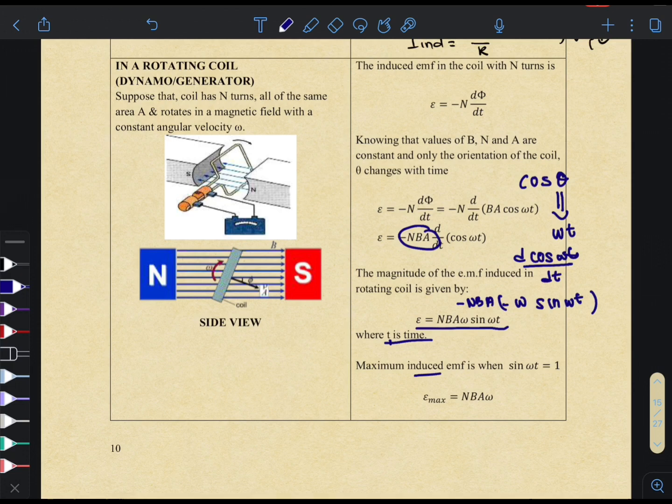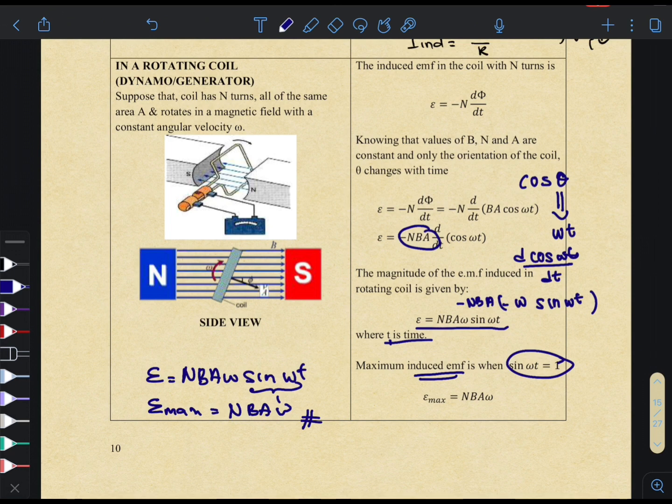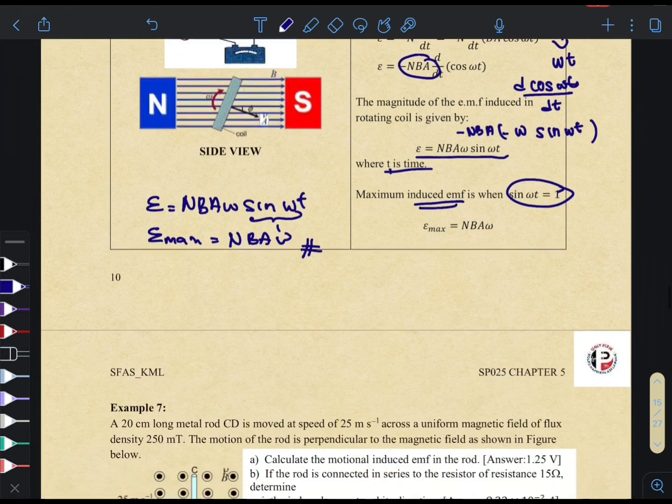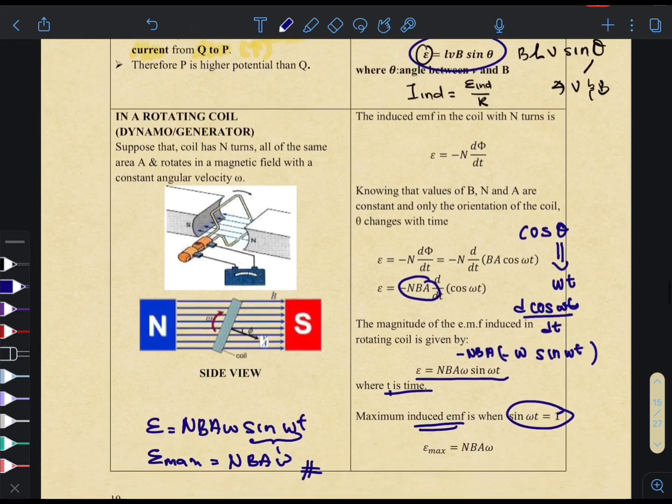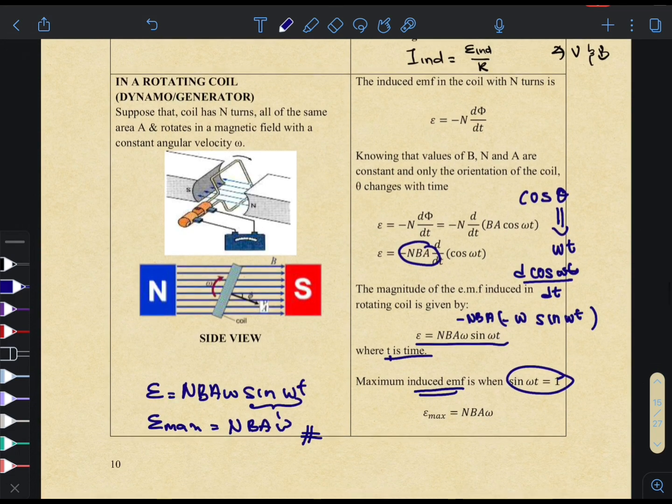Okay, maximum EMF can be induced. Maximum EMF can be induced when your sin omega t is equals to 1. Bila sin omega t sama dengan 1, which means NBA omega sin omega t. So, kalau EMF maximum, it means that this whole thing has to be 1. So, kita dapat NBA omega sahaja. So, kalau dalam soalan dia kata maximum induced EMF for a rotating coil, NBA omega. Okay, so that's it for 5.2 derivation of induced EMF.